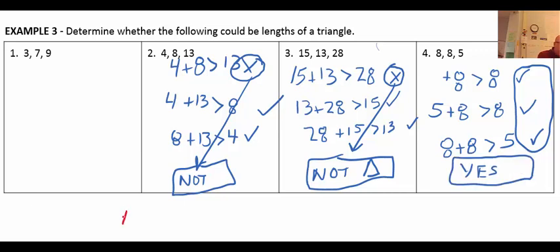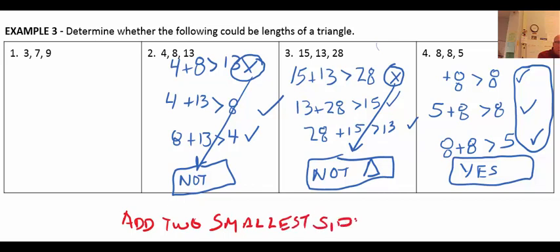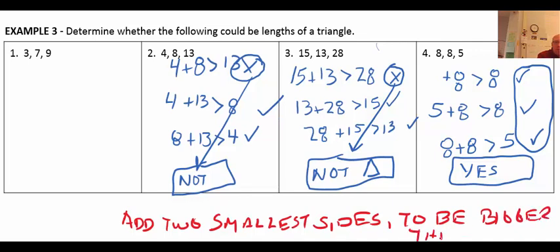So the shortcut here is add the two smallest sides and to be bigger than the third side. If that works, the rest will work as well. Okay? And there you have it.